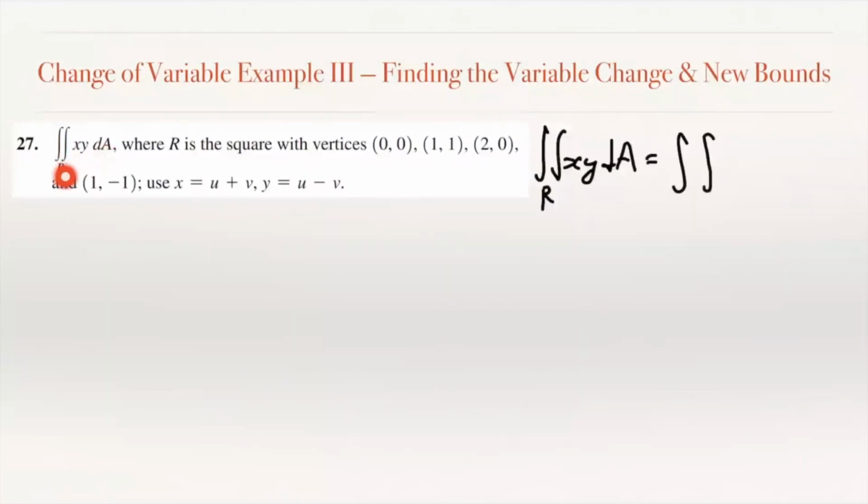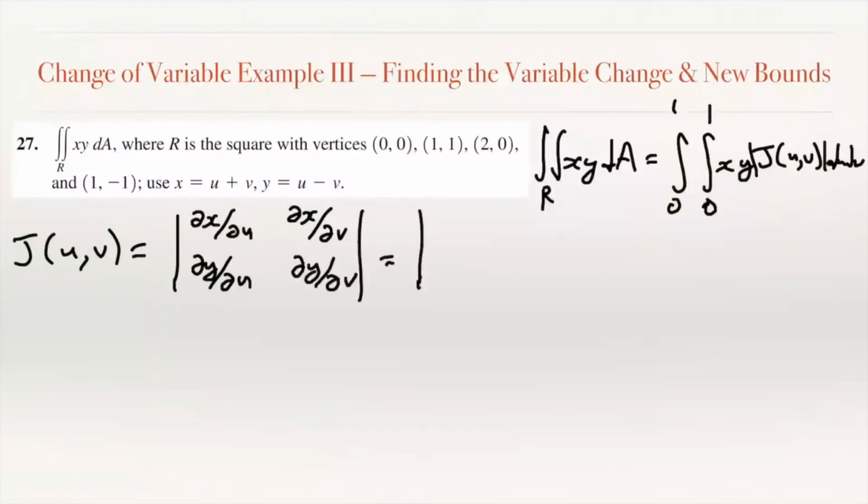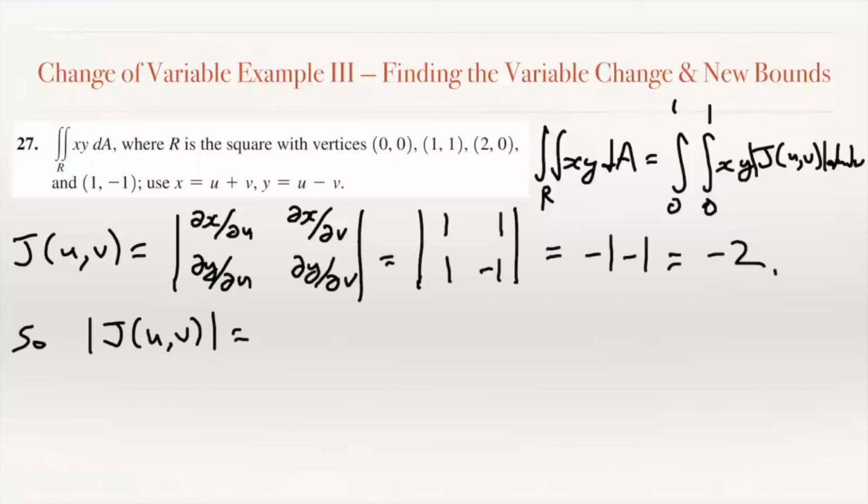So that means that this integral will have u and v bounds of 0 to 1, du dv, and x is u plus v, y is u minus v. We'll need to do that substitution, get everything in terms of u and v, and we need to find that Jacobian. So that Jacobian is next, J of (u, v), that is the determinant of this matrix, which is -1 - 1, or -2. And then the magnitude of that, the absolute value of -2, is 2.